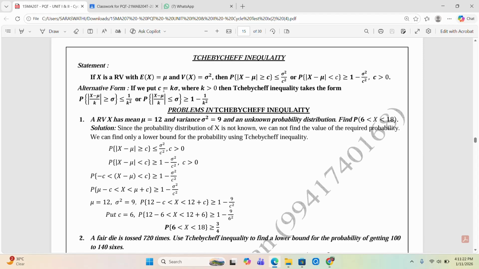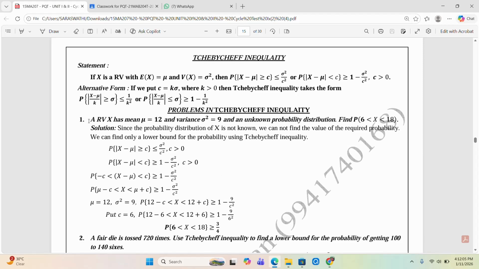The alternative form of this: put c equal to k sigma, where k > 0. Then Tchebycheff inequality takes the form P(|X - mu| >= k sigma) <= 1 by k square, or P(|X - mu| < k sigma) >= 1 - 1 by k square. If it is greater than or equal to k sigma, we can write less than or equal to 1 by k square, or greater than or equal to 1 minus 1 by k square. This is the form and the general statement of Tchebycheff inequality.